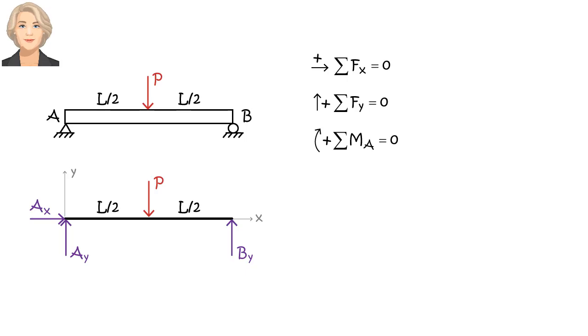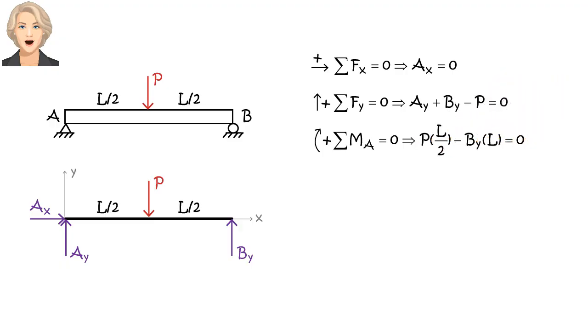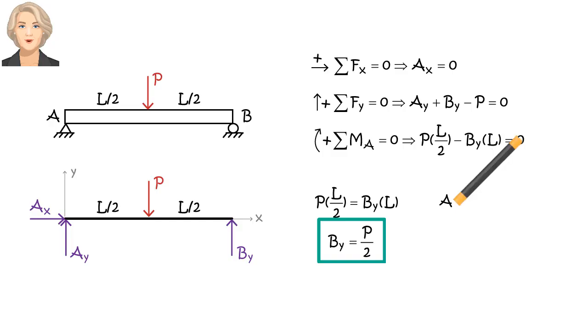The first equation in the expanded form gives us AX equals 0. The second equation gives us AY plus BY minus P equals 0. The third equation gives us P times L divided by 2 minus BY times L equals 0. Solving the third equation for BY gives us BY equals P divided by 2. Solving the second equation for AY gives us AY equals P divided by 2.